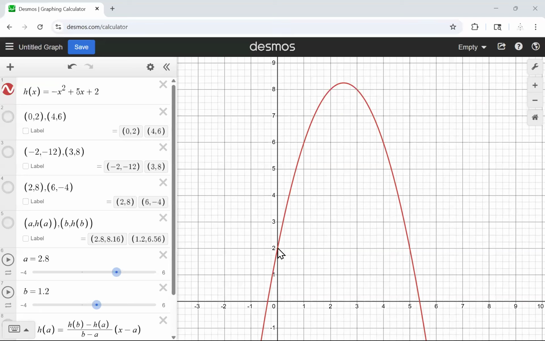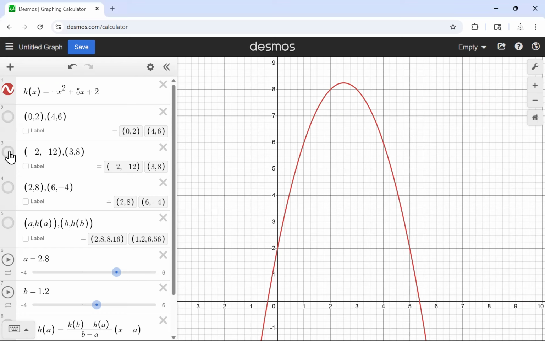Just to look at a visual of this, h of x is this graph. You can do this with your TI-84 as well if you don't want to use Desmos, or if you can't use Desmos. Our 2 points that we started out with are 0, 2 and 4, 6. And if you draw the line between them, that line is going to have slope 1, we found out. So the average rate of change between these 2 points is 1.